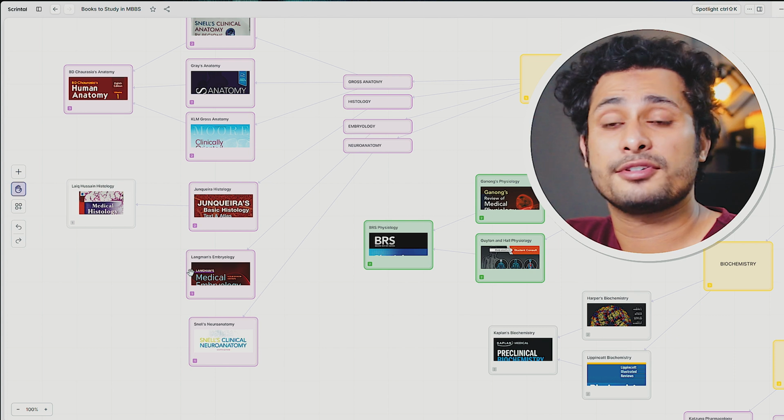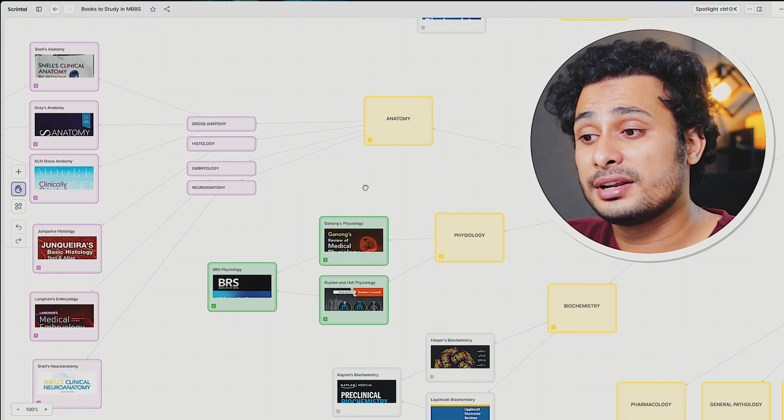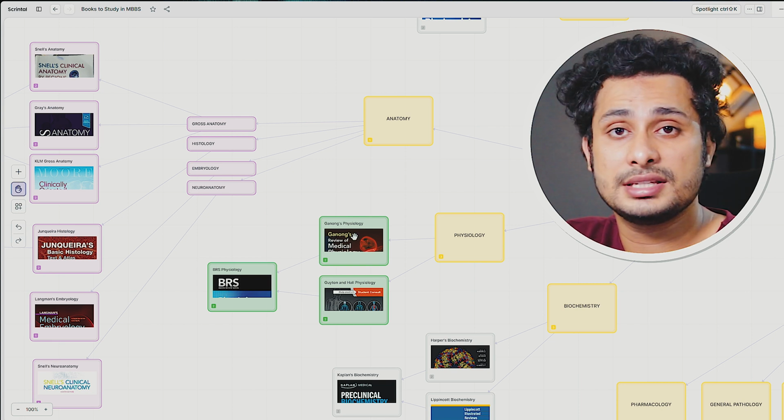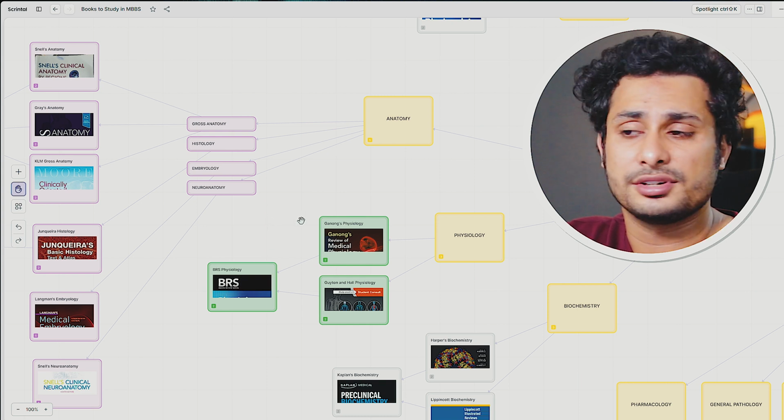We study neuroanatomy from Snell's Neuroanatomy. Moving forward to physiology, again the gold standard or recommended books for physiology are Guyton and Hall and Ganong's Physiology. These two are the most popular resources, and the review book is BRS Physiology.